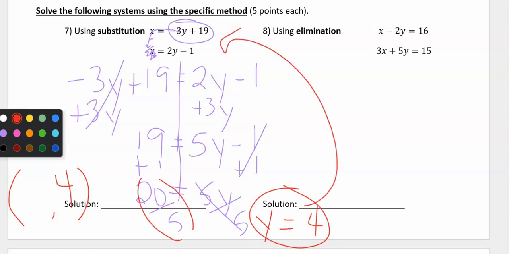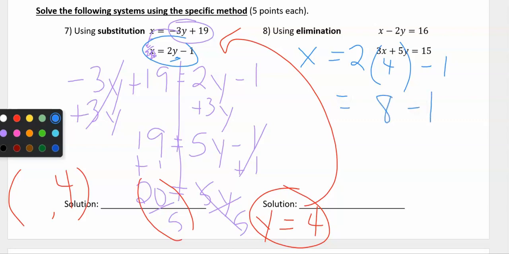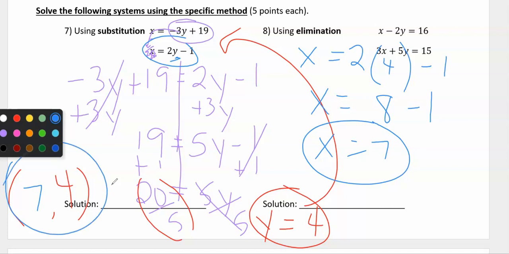Once you find one number, you bring it back up, and you're going to plug it into either equation to find the x. So let's use a different color. I like this one better. 19 is kind of big, so I'm going to plug it into the second one. So x equals 2 times, I know y right there, you guys. I know it's 4. So that's just 8 minus 1. Okay, x is 7. So this is a really good way to write your answer as an ordered pair, (7, 4).